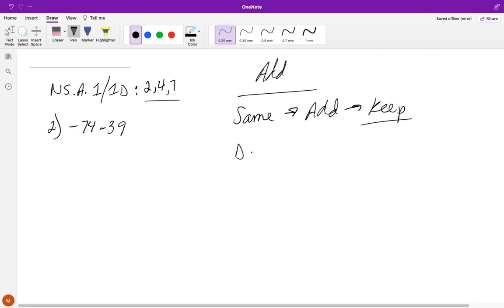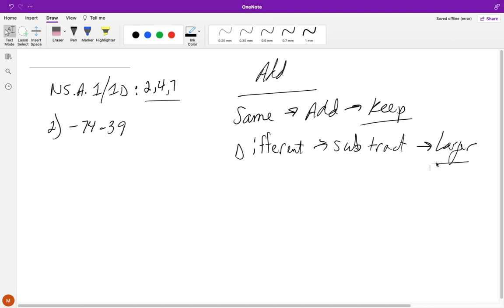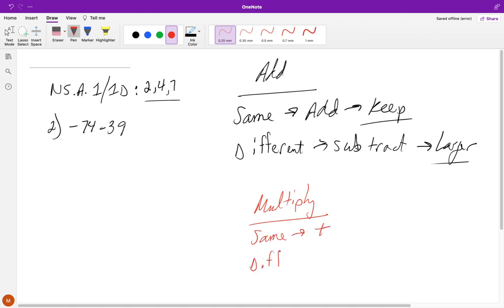And if the signs are different, we subtract, and then the larger sign is our sign. So that is our rules when we are adding or subtracting. And then when we're multiplying, remember this is a different rule. It's not going to be in this section, but when we're multiplying, if they're the same, then they're always positive, and if they're different, then they're always negative. And we went through why that happens for that.